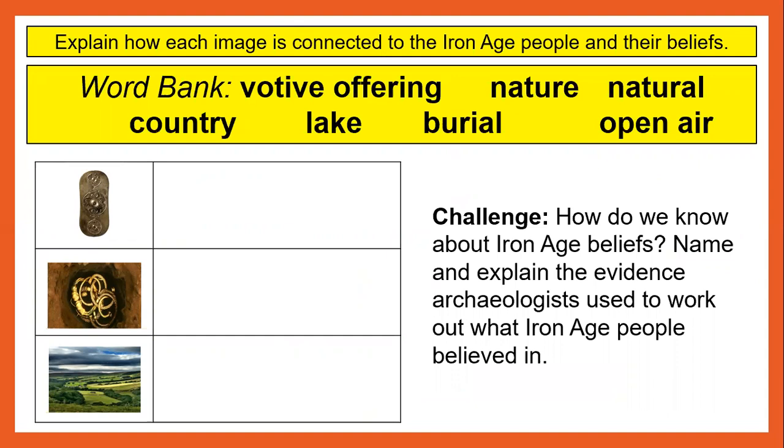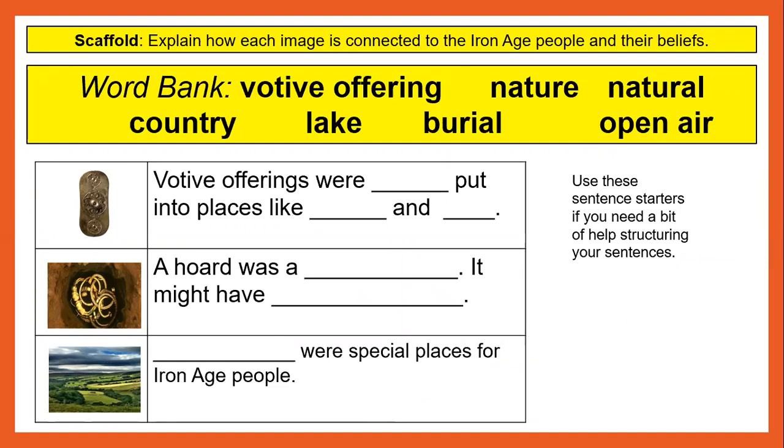Now, I want you to think about each of these images and how it is connected to Iron Age people and their beliefs. So you're going to write a couple of sentences for each one. You've got a word bank with votive offering, nature, natural, country, lake, burial, and open air. Now, if you do need a little bit of assistance, there are some sentence starters to help you.